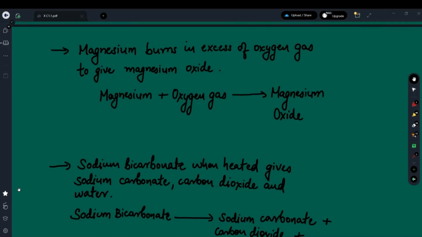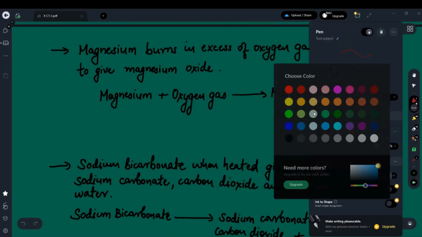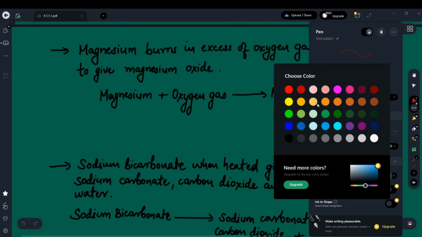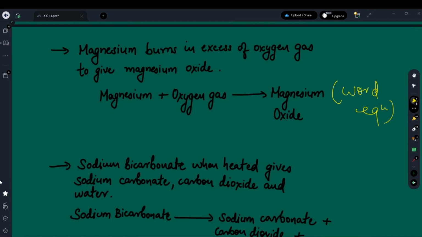So then we write it in the form of a word equation. Can you guys see? Magnesium plus oxygen gas gives magnesium oxide. This equation in front of you is known as a word equation. Let's write it down. Clear? But this is also very tedious to write. If I have to write this 5 or 10 times, I have to rewrite the words again and again and again.